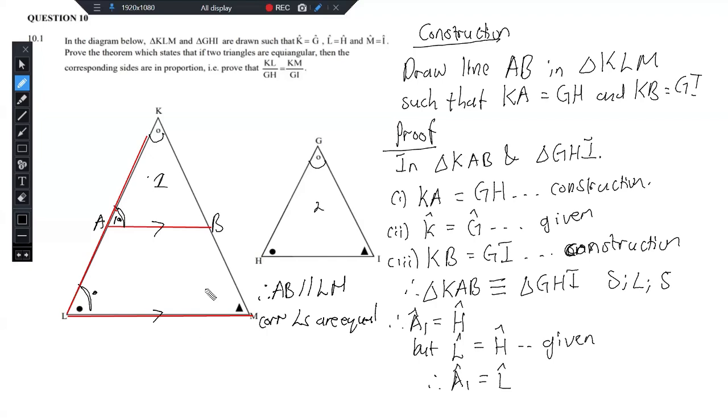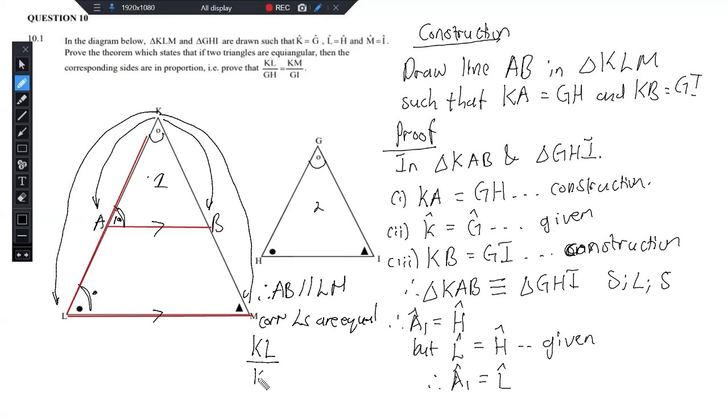So these are parallel. Now, if we have these lines parallel, when we go back to the proportionality theorem, it says if a line is drawn parallel to one side of the triangle, then it divides the other two sides into equal proportions. So that means that in that case, if we take the whole of KL over KA, it would be in the same proportion as KM over KB. So this means KL over KA would be in the same proportion as KM over KB. But you will remember from up here that we said KA is equal to GH, and then KB is equal to GI. And this is what we are trying to prove here.